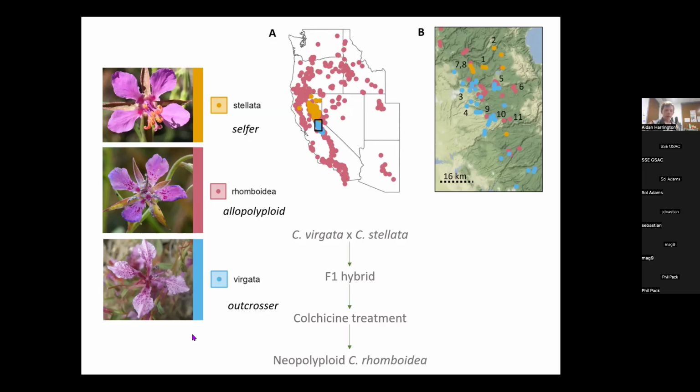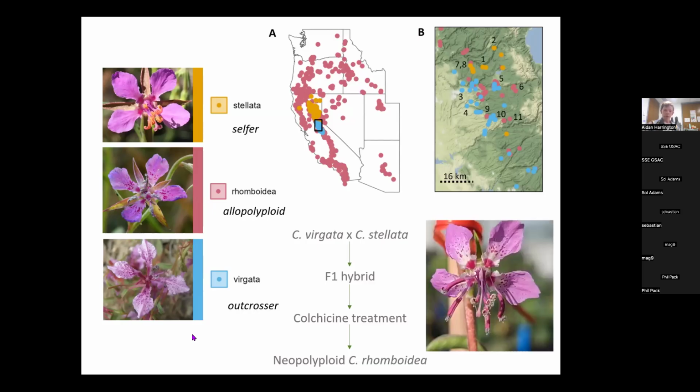And importantly, the crux of my research really has been trying to develop this neopolyploid Clarkia rhomboidea, which I've successfully done by essentially crossing the diploids and treating them with colchicine, which is an agent that affects the microtubule formation during mitosis, and it causes genome duplication, and you can generate neopolyploids in that way. So here's a recent flower of my neopolyploid Clarkia rhomboidea growing in the greenhouse, which is really exciting.